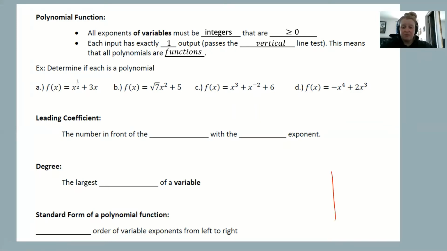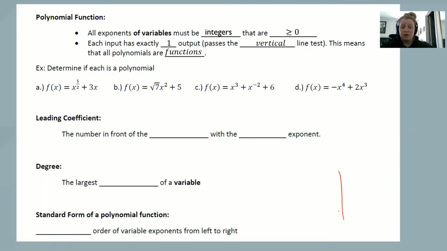So if you forget, if I draw myself a line, the vertical line test just means that you would construct a vertical line anywhere you want, and we're looking for that line to only touch once. So there it touches once, once, once, once. So this linear equation is a function.